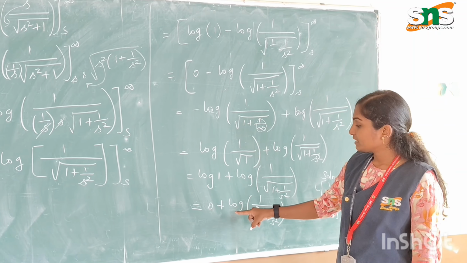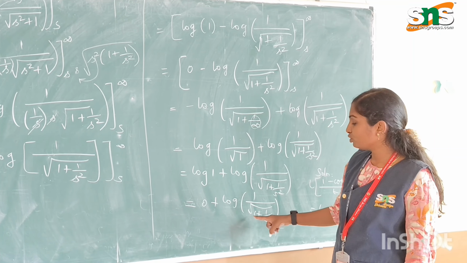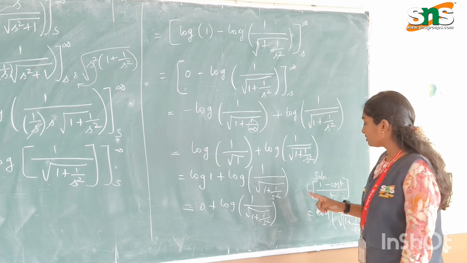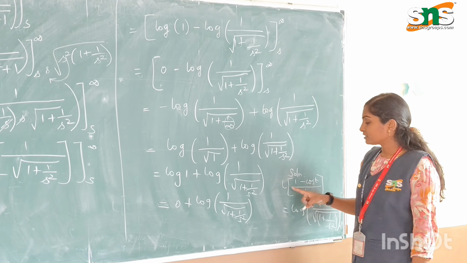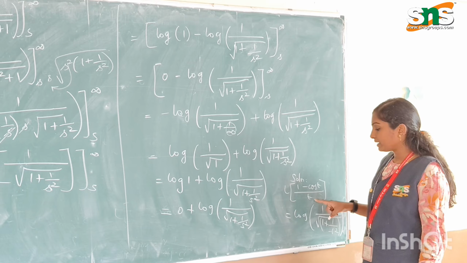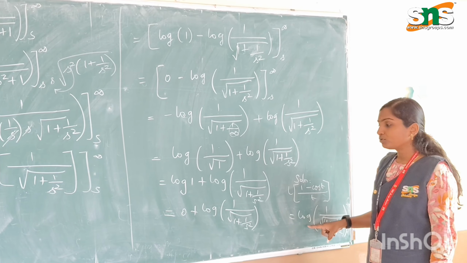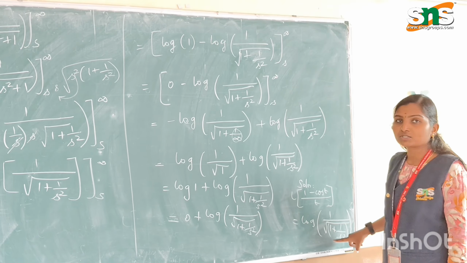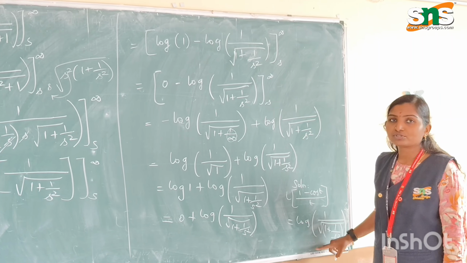So what is the final answer here? Log of 1 divided by root of 1 plus 1 by s square. So what is our problem? Our actual problem is to find the Laplace of 1 minus cos t divided by t. And this is nothing but the value log of 1 divided by root of 1 plus 1 by s square. So this is how we find the solution. Thank you.